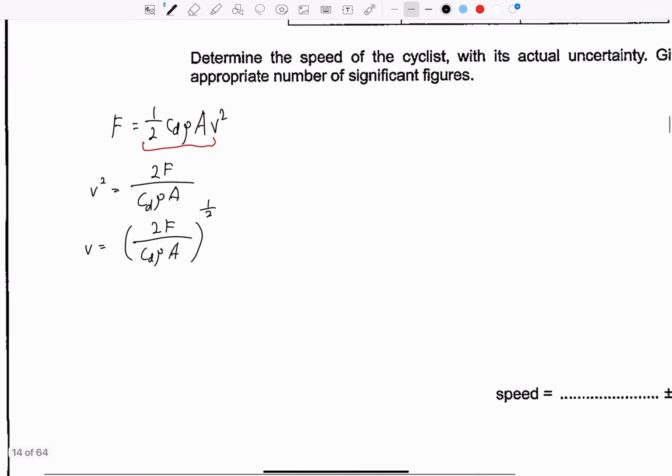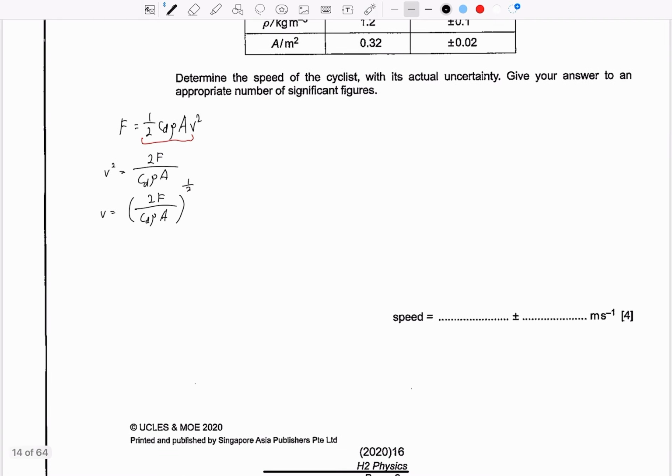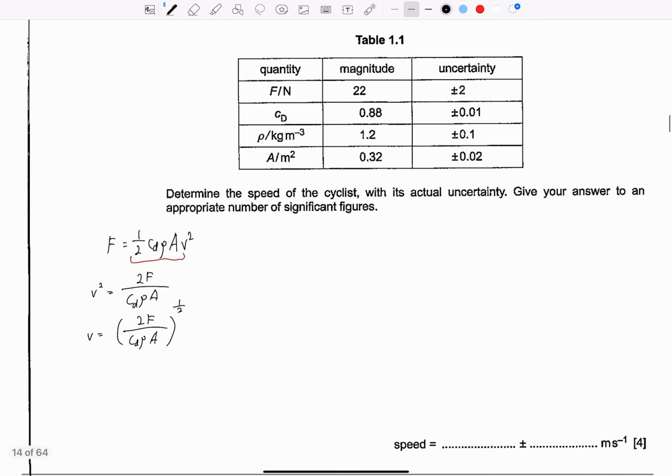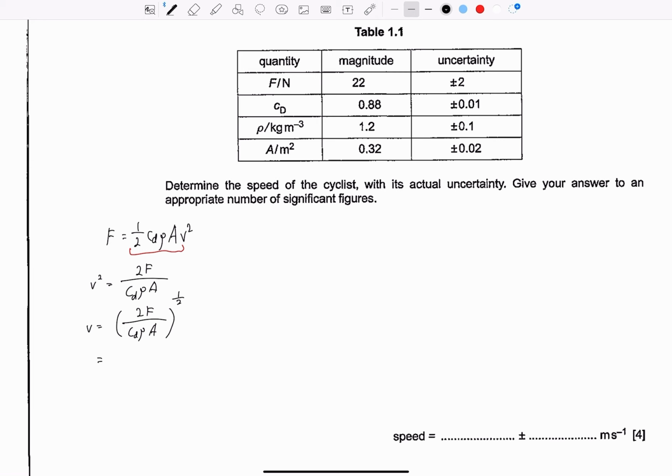Alright. And the question wants the speed and its uncertainty, so it will be in this format: v and the uncertainty of v. So we can solve for v straight away by plugging in all the numbers. Here are the numbers. If you work out the calculation, you will get 11.411 meters per second. Leave it to 5 SF.